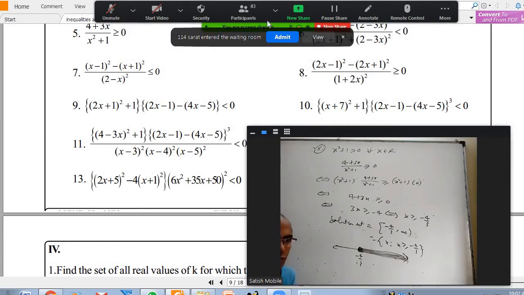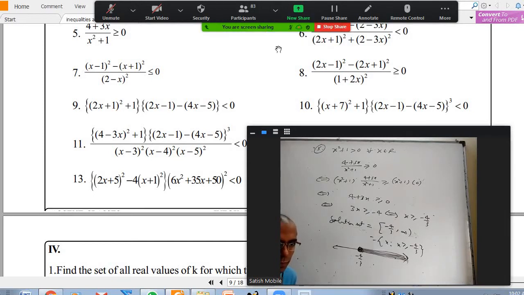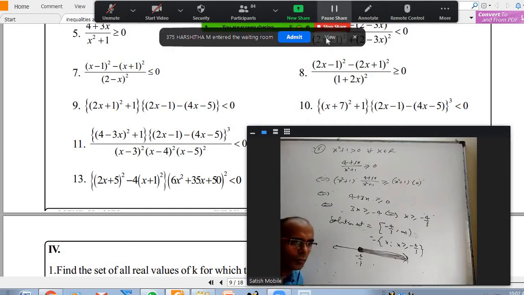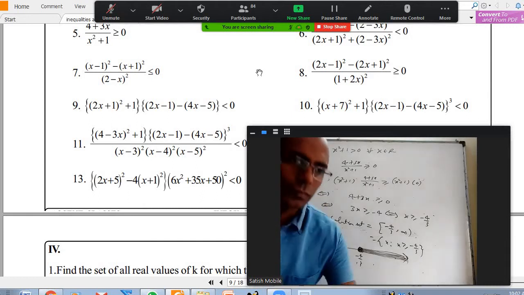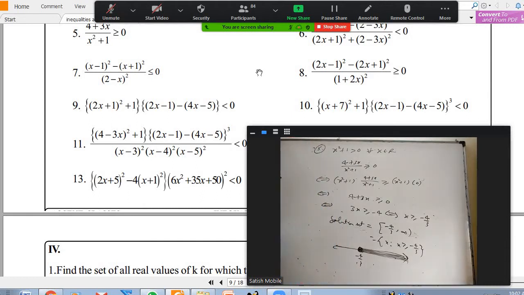Okay, from the 7th question onwards, we should know how to write solutions properly. Till now, things are easier. In the beginning only I made this statement that it is always positive. That's why I multiplied with this, which is a positive number. Inequality did not change.